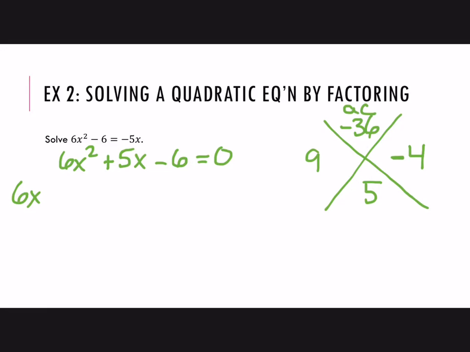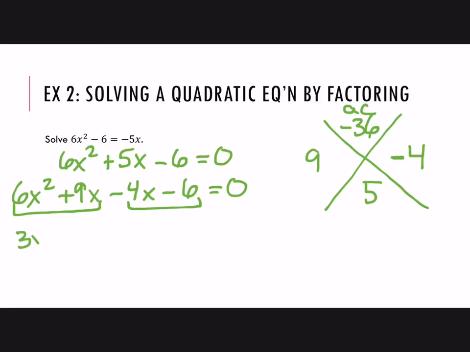All right, so let me go through the rest of this. So we have 6x squared. I'm going to rewrite 5x as plus 9x minus 4x. Then minus 6 equals 0. Then next I'm going to look at these in pairs of two terms and factor out the greatest common factor. All right, so the greatest common factor of the first two terms is a 3x. And when I factor that out, that leaves me with 2x plus 3.